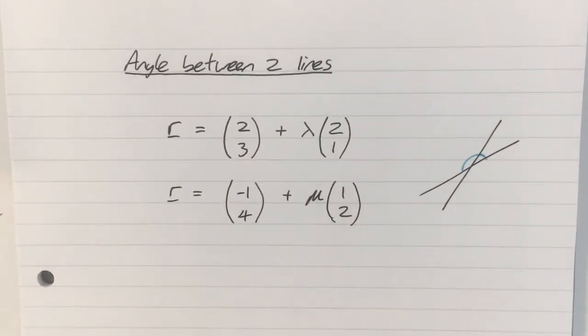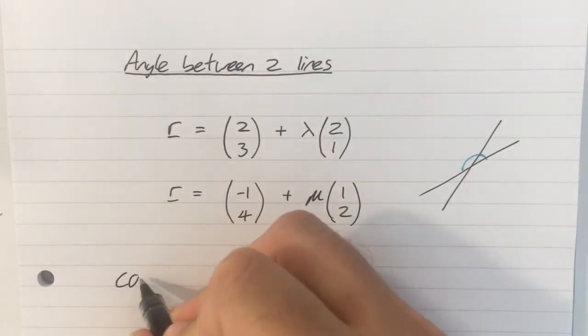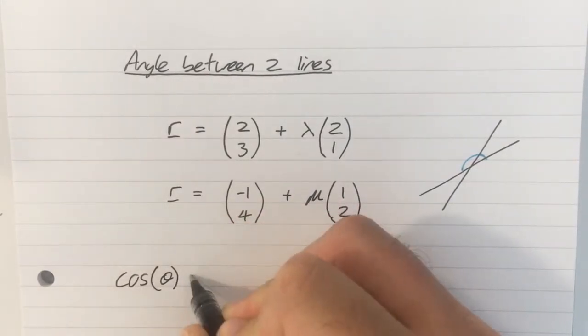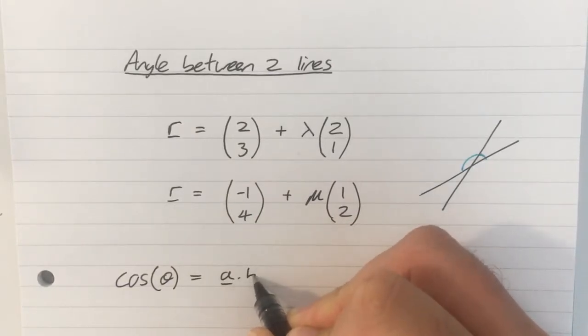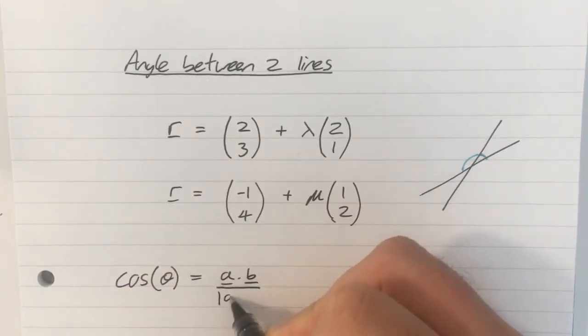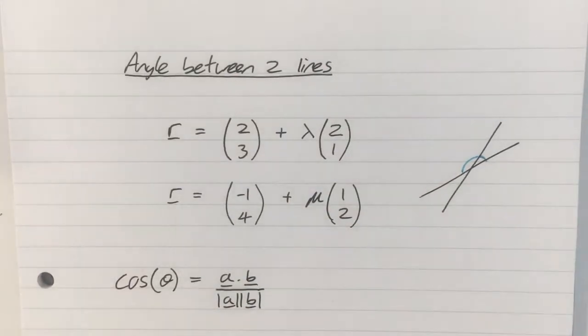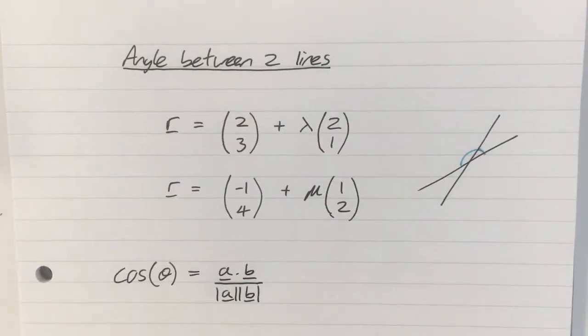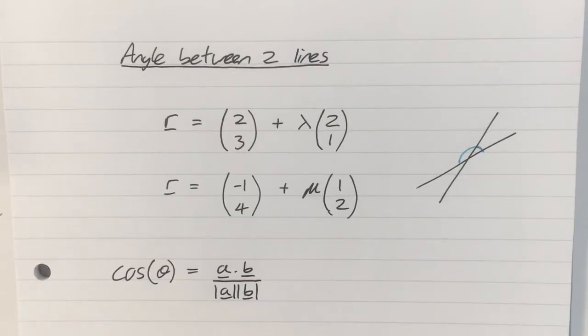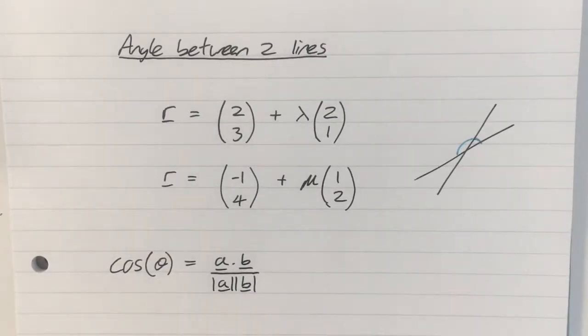To find the angle between two vectors, think back to last year, we can use the formula cos of theta is equal to A dot B divided by mod A mod B. That is a way to find the angle between two vectors.